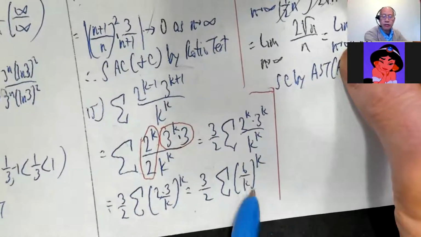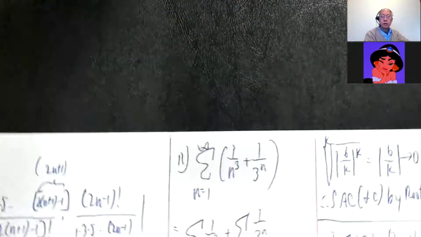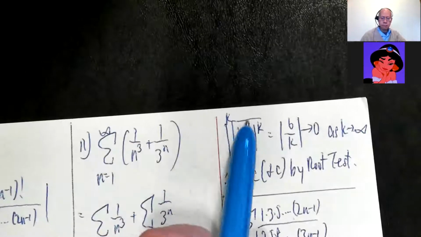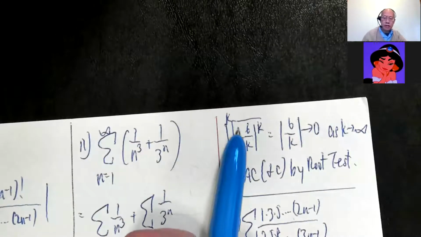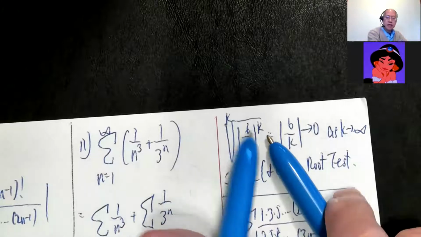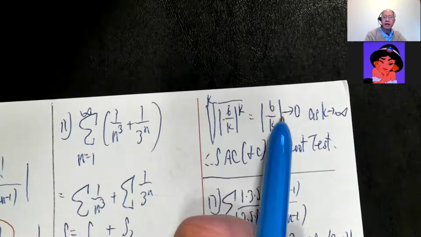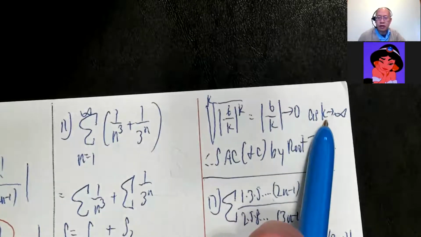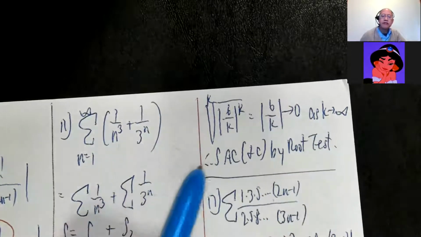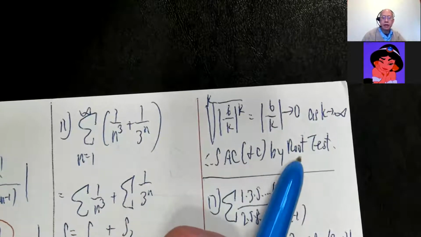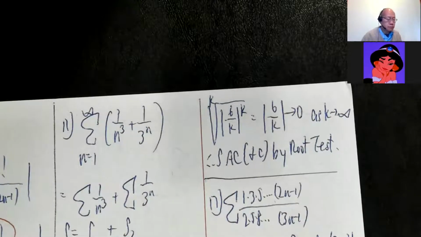Now I want to take the kth root of that, which is very easy. So root test says take the kth root of absolute value of 6 over k to the k. These cancel out. So I have absolute value of 6 over k. And what happens to that? That approaches 0 as k approaches infinity. Therefore, the series is absolutely convergent and therefore convergent by the root test. Okay, so that's the way it goes.